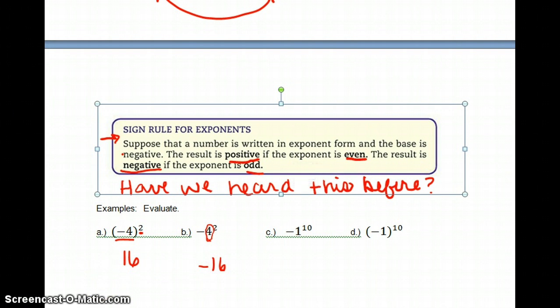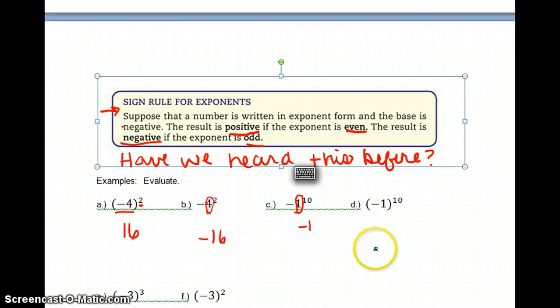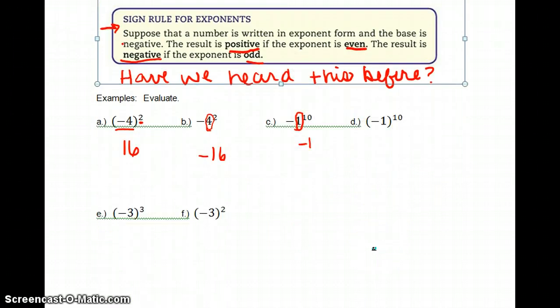For example C, look at your base. Is your base positive or negative? Be careful. There's no parentheses. So your base is just a +1. So we're going to evaluate 1 to the 10th power, which is 1, and bring down that negative in the front. And then in this row, we have example D.